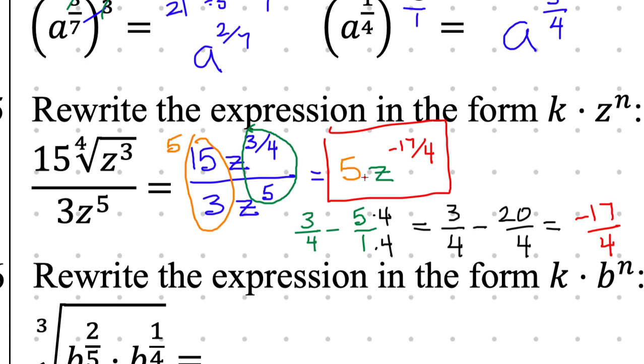So the first step was converting the fourth root of z to the power of 3 into exponential form, z to the power of 3/4. Now that we have this, we're going to simplify the coefficients. 15 divided by 3 was 5. The next step is to divide z to the power of 3/4 by z to the power of 5. To do that, I'm really subtracting 3/4 minus 5, and once we do all the fraction math, we get negative 17/4. That's why it's z to the power of negative 17/4. Ask me a question.